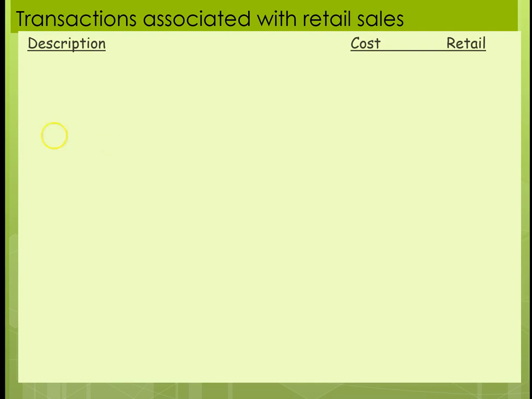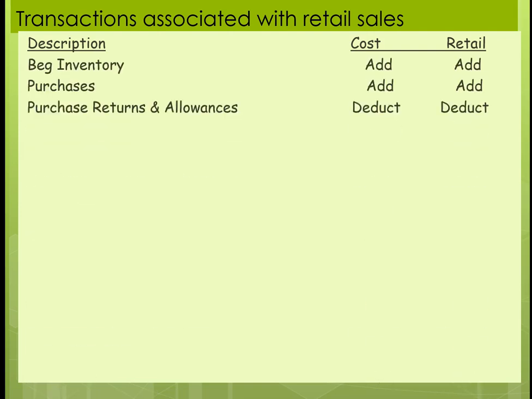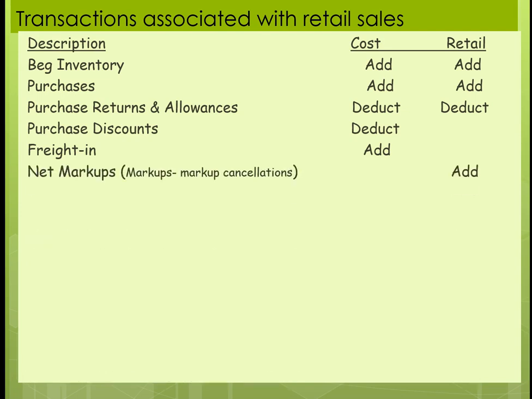Now we're going to go through the types of transactions we're going to have. And here's what it's all about: where you place the items when you do the percentage. You need to pay attention to the format, and if you do, you're going to get it correct. First of all, we have beginning inventory. We always add that, plus purchases, less purchase returns and allowances, minus discounts. Again, this is for periodic. We add freight in. Net markups are added to the retail. Net markdowns are subtracted.